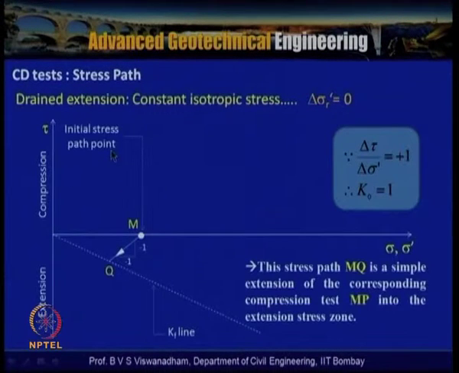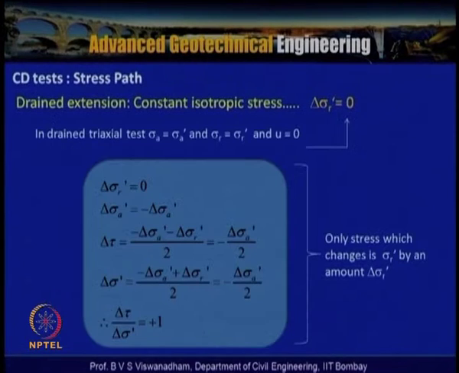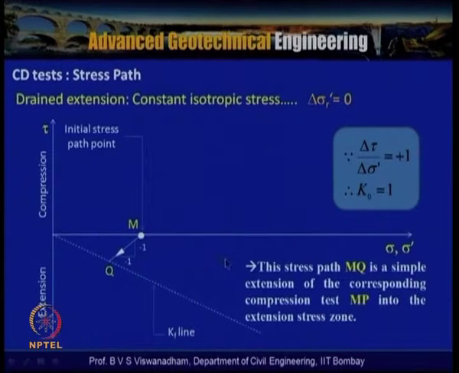If you look at this, delta tau is negative and delta sigma dash is also negative. So the stress path MQ is a simple extension of the corresponding compression test MP into the extension stress zone. Here delta tau by delta sigma dash is positive, but it goes minus 1 vertical, minus 1 horizontal, towards the extension side. So MQ is the simple extension of the corresponding compression test MP into the extension stress zone.